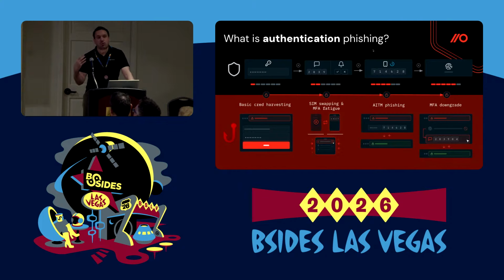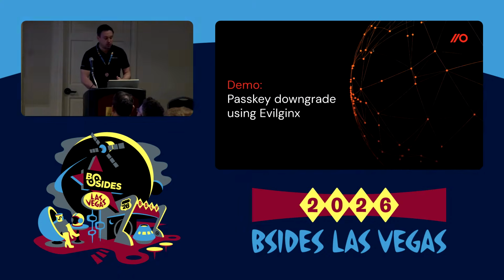And then where we are today, as people are migrating to passkeys, which is designed to prevent against this, we've got MFA downgrade attacks aimed at ensuring that attacker-in-the-middle phishing attacks can still apply to passkey protected accounts where backup methods are available. So that's the progression we've seen and what I'm talking about in terms of authentication phishing.